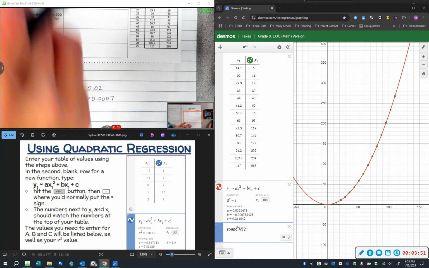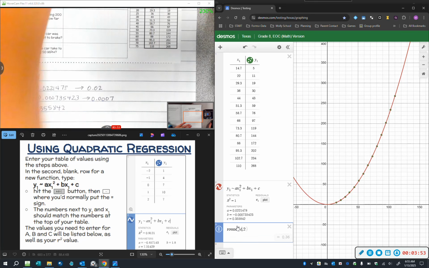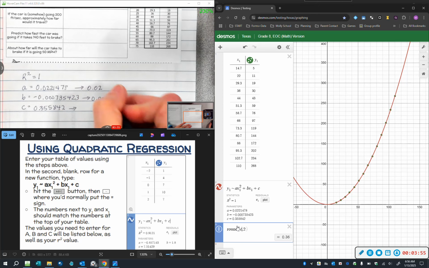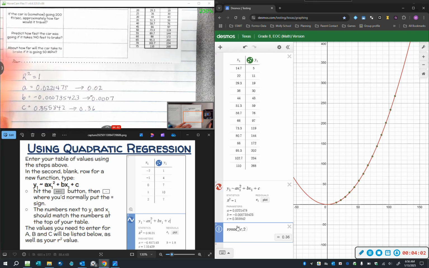And then we'll do the same thing for C. That's 0.36. And B is negative 0.0007. Okay. So now when we write our equation, we're going to write it in the same format as what we had here.